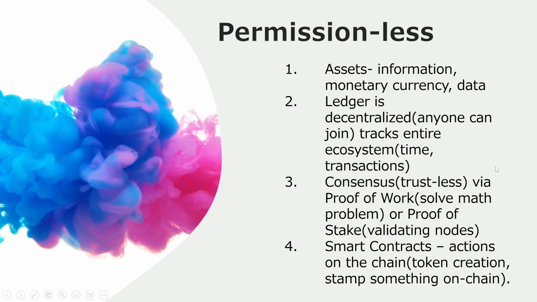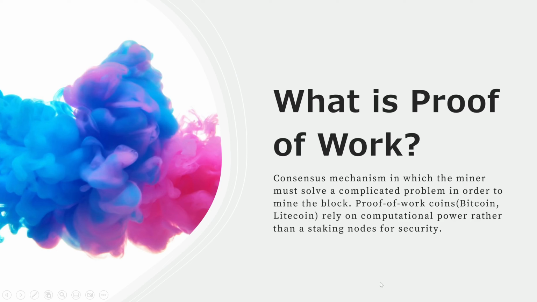The consensus is trustless via proof of work, which I mentioned earlier, and it's with mining, and it solves a complicated math problem, or proof of stake, which is where validating nodes on chain vote on what happens and are paid in transaction fees for their work. Finally, smart contracts. These are actions on chain, whether it be token creation, stamping some kind of data for time, NFTs, DAOs, etc.